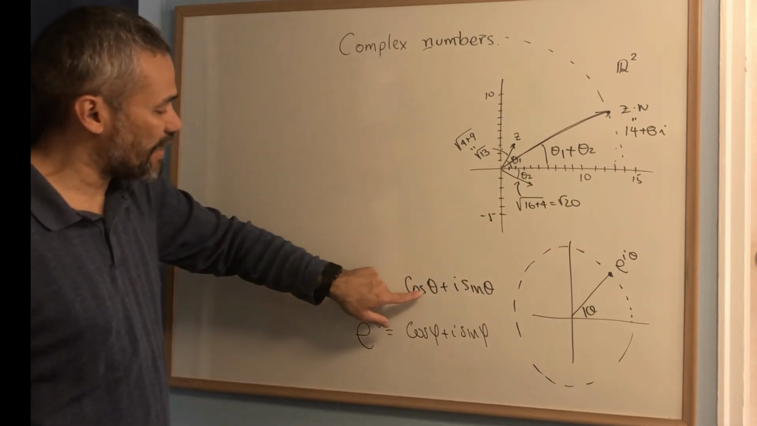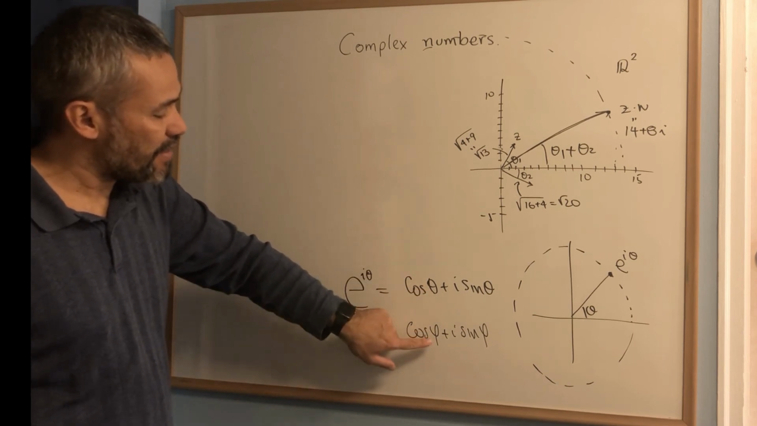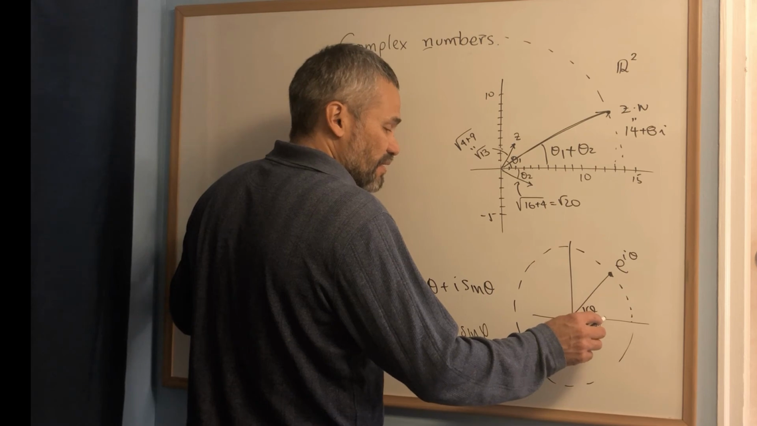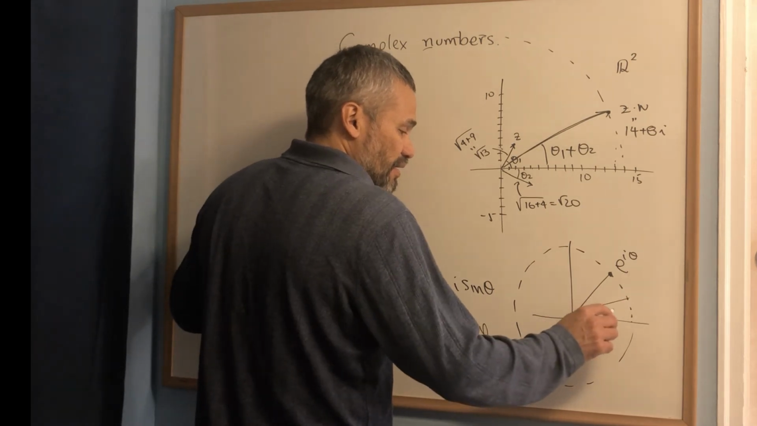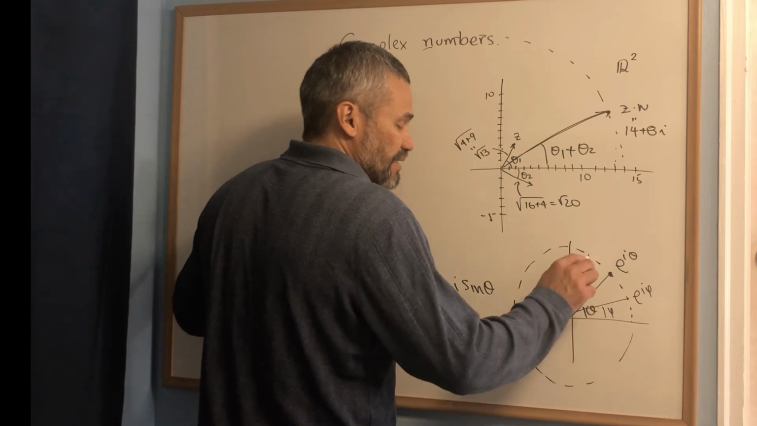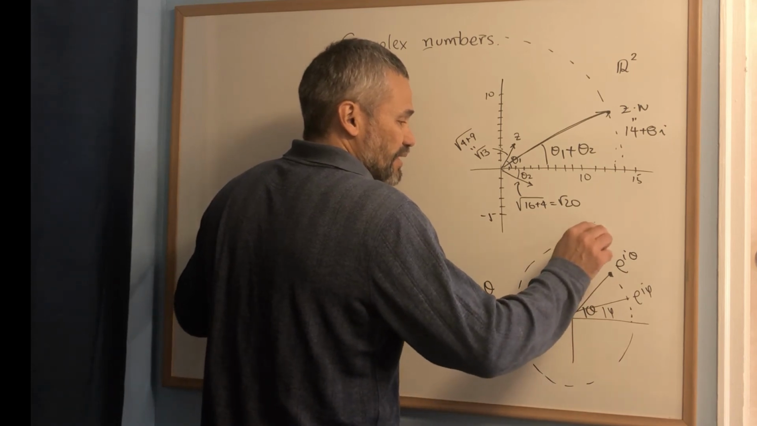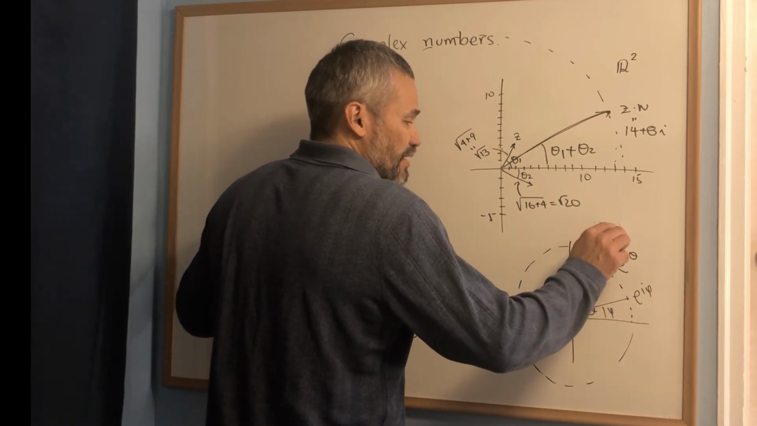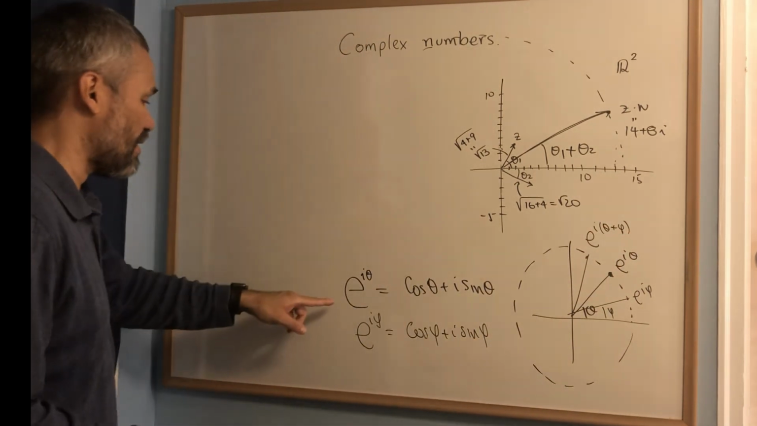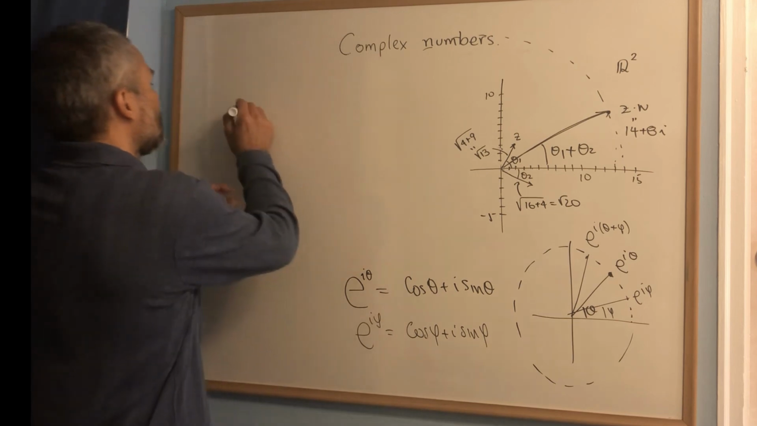And what is going to be the angle? This has angle theta, this has angle phi. Then, if this is e to the i phi, then you will be getting this, and you will get e to the i (theta plus phi). We can actually check this when we do the product.